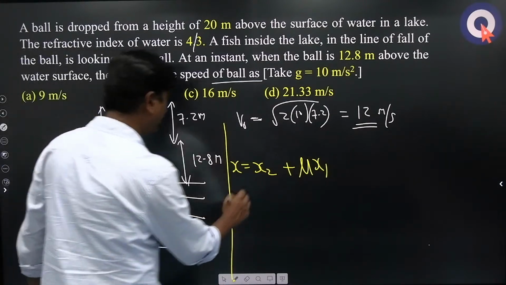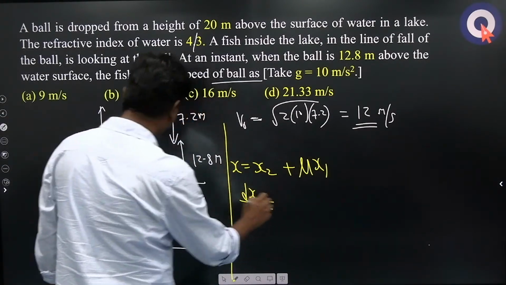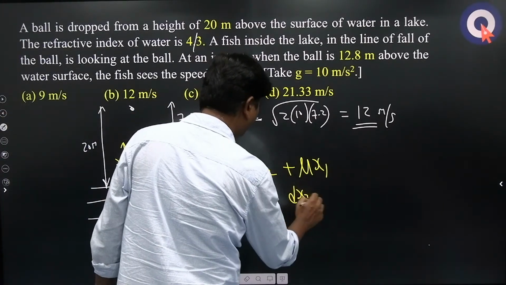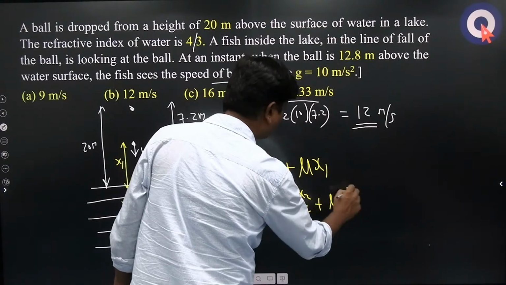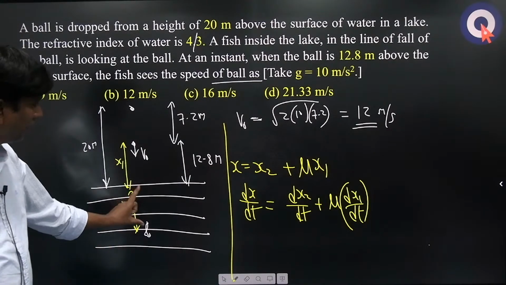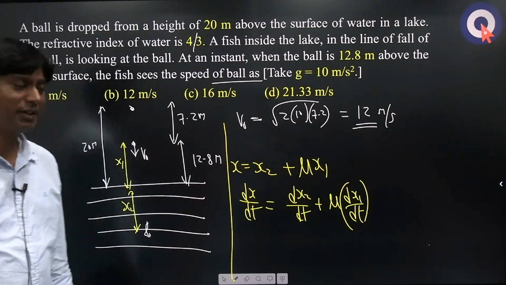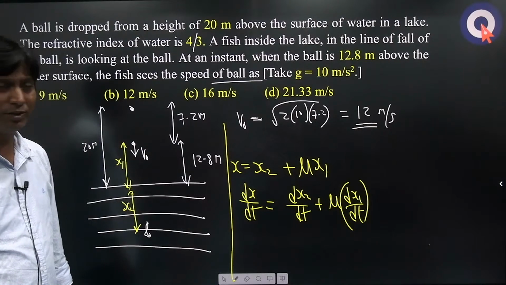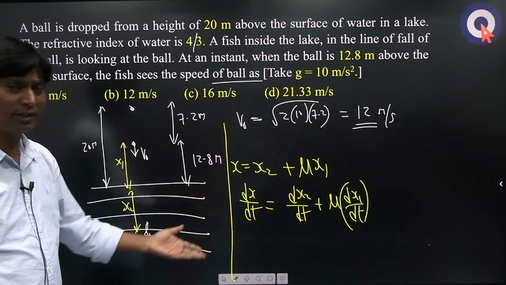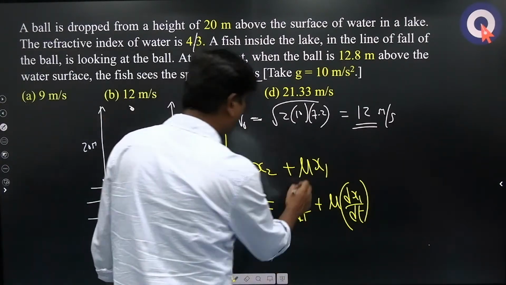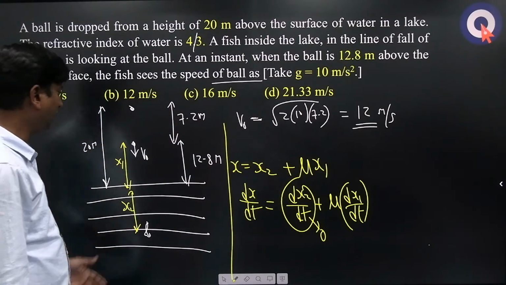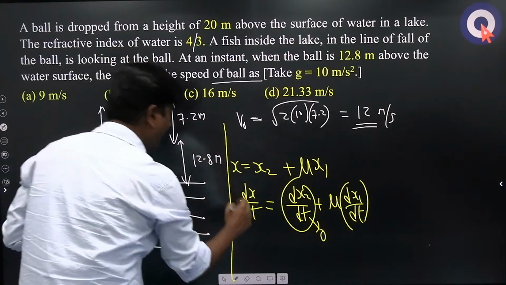Now if you differentiate dx by dt, the rate of change of the distance, that is only the speed. dx2 by dt plus nu times dx1 by dt. And here the fish is at rest, so that is why dx2 by dt will be 0. In some other cases, the fish also may be moving up, so at that time you have to take that particular speed also into account. Otherwise, here it is anyway at rest, right? So no need to consider dx2 by dt, it is 0.